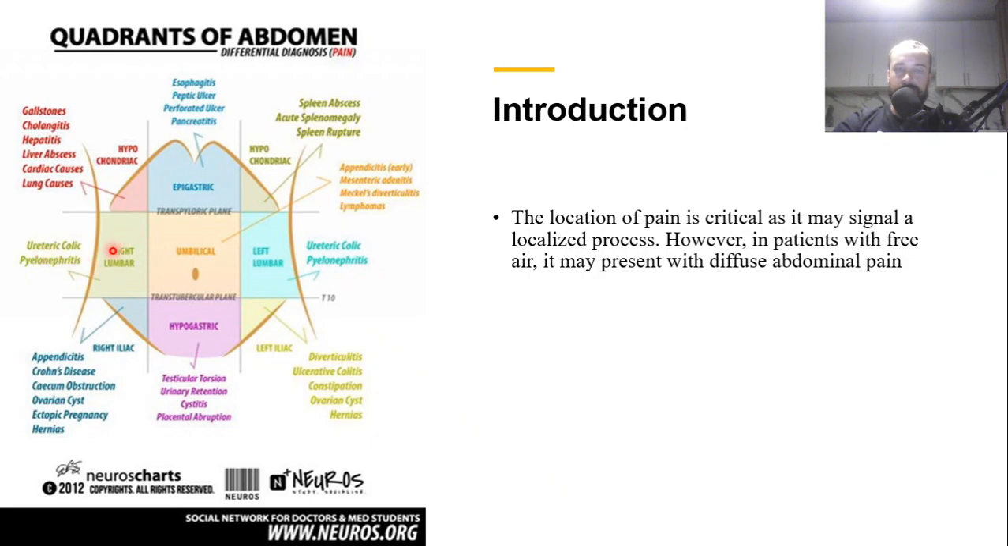or right mesogastrium: ureteric colic, pyelonephritis. Umbilical: appendicitis, mesenteric adenitis, diverticulitis, lymphomas. Left lumbar or left mesogastrium: ureteric colic, pyelonephritis. Right iliac: appendicitis, Crohn's disease, intestinal obstruction, ovarian cyst, ectopic pregnancy, hernias.